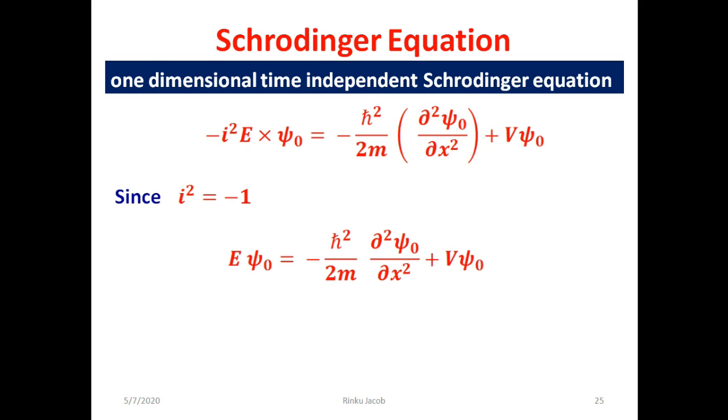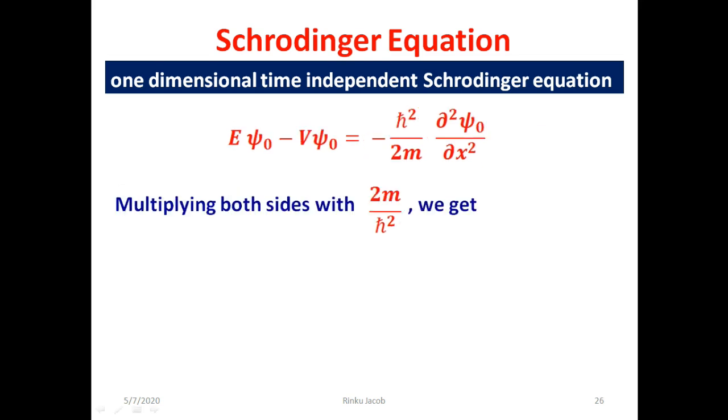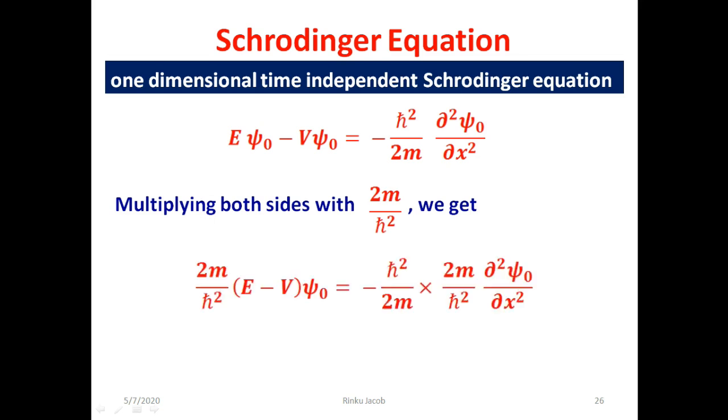Now taking Vψ0 to the other side, we get Eψ0 minus Vψ0 equal to minus ħ²/2m into ∂²ψ0/∂x². Now multiplying both sides of the above equation with 2m/ħ², we get 2m/ħ² into (E minus V) into ψ0 equal to minus ħ²/2m into 2m/ħ² into ∂²ψ0/∂x². The 2m/ħ² and ħ²/2m will be cancelling on the RHS. So we get 2m/ħ² into (E minus V)ψ0 equal to minus ∂²ψ0/∂x².